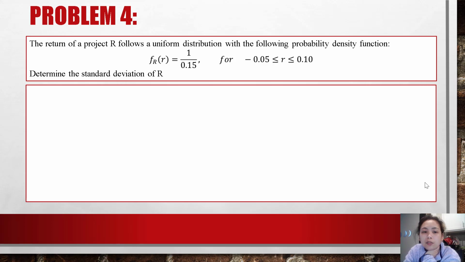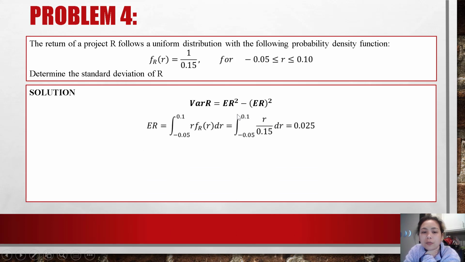In order to find the standard deviation of R, we have to apply the formula: variance of R is equal to E[R squared] minus (E[R]) squared, and the standard deviation of R is just the square root of the variance. And this is a continuous probability density function, so we are going to use integration to evaluate E[R] and E[R squared]. E[R] here is the integral from -0.05 to 0.1 of r times f_R(r) dr.